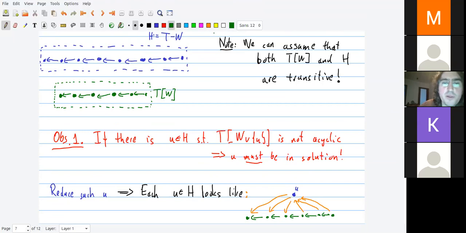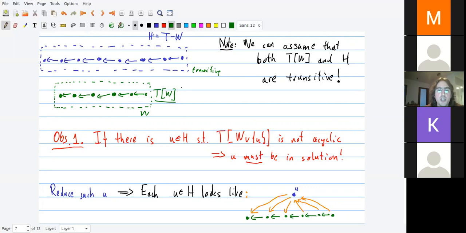Okay, so now the situation is as follows. We've got a tournament, we've got a set W here, so a tournament also induced by it, and we've got the rest. The rest definitely should be transitive, because we assume that this W should be a solution. But also W itself, the tournament induced by it, should be a transitive tournament, because if I see a directed triangle already there, then I'm completely toasted, right? I cannot remove any of its vertices, because W is a set that is now not allowed to be deleted. So I can assume that T of W, the subgraph induced by W, is also transitive.